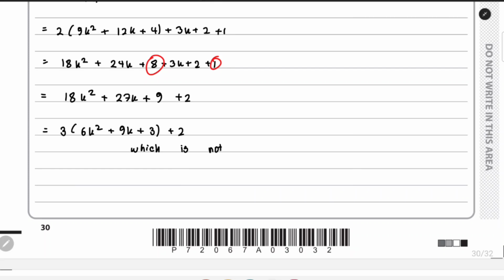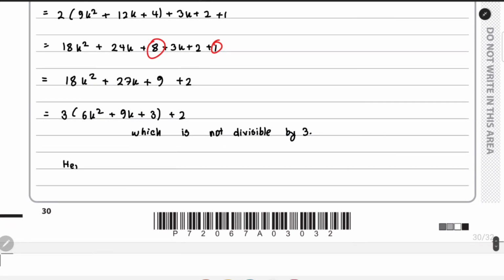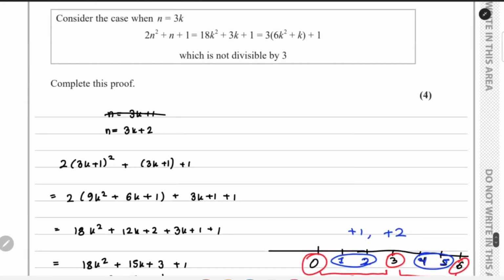So for all 3 possible cases, this is not divisible by 3. So hence 2n square plus n plus 1 is not divisible by 3 if n is an integer.